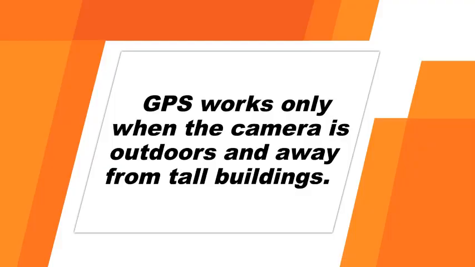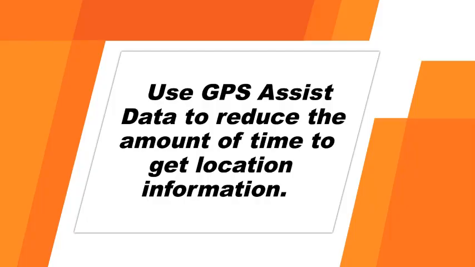There are a few things that you should know about the camera's GPS feature before you begin to use it. First, the GPS will only work when the camera is outdoors and away from tall buildings. Next, the GPS feature may take up to several minutes to obtain the information about your current location. You can reduce the amount of time that it takes the GPS to get the location information by using the GPS Assist Data feature, which we'll discuss in a few moments.